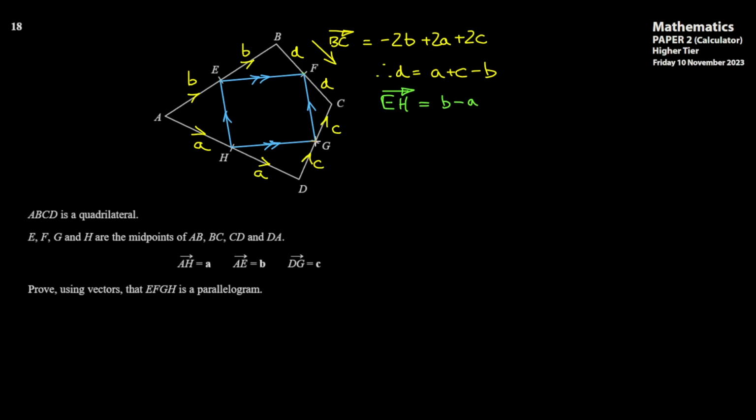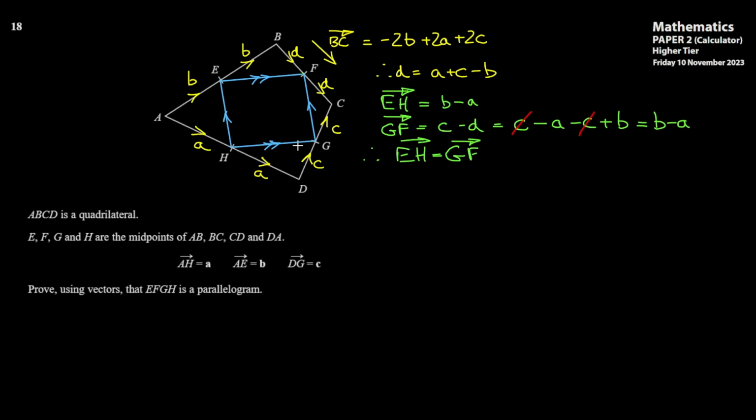So if I travel from G to F, G to F will be equal to C minus D. And this is equal to C minus this lot, which is minus A minus C plus B. The C's cancel and we get B minus A, which is the answer we wanted. So we know that the vectors EH and GF are indeed the same. So that's half the work.